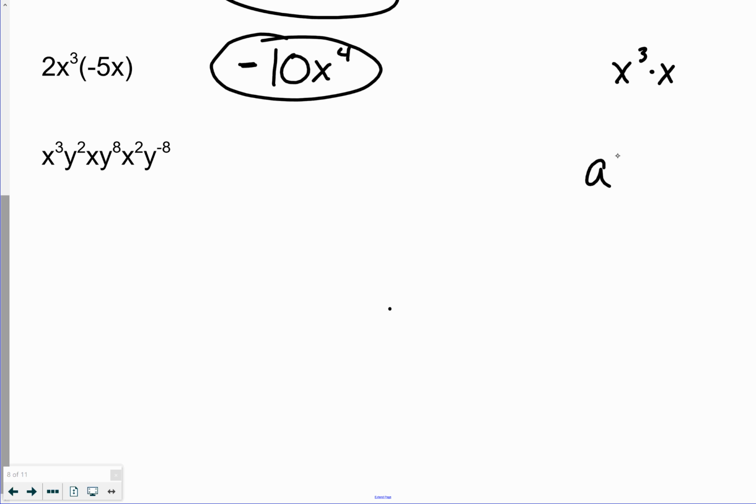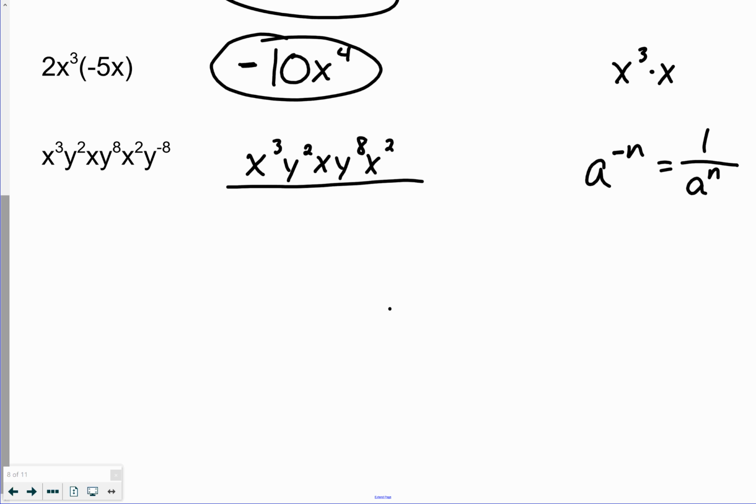Remember the property was a to the negative nth power equals 1 over a to the power of n. So you want to move it across the fraction. Do you see a fraction here? No. So basically what you're going to do is rewrite all of that, x cubed y squared times x y to the 8th power x squared, all over y to the 8th power. So it gets its own denominator. It's the only one that's negative, so it's the only one moving. Does everyone see what I did there? Rewrote everything, just move the negative to the bottom.